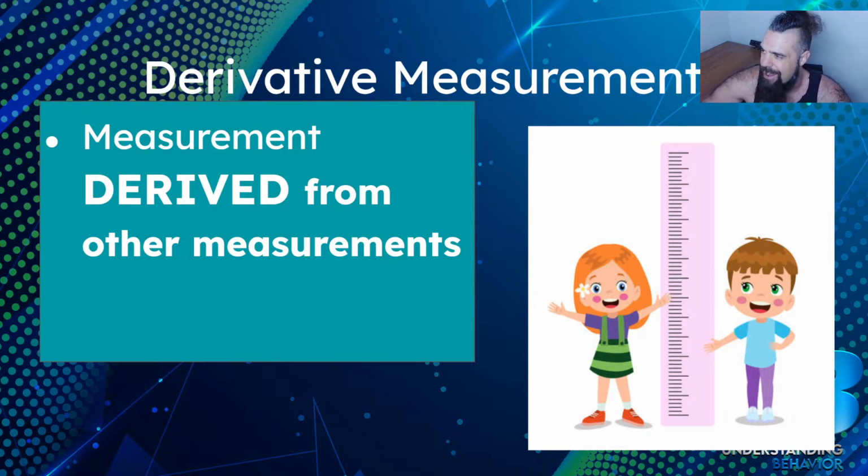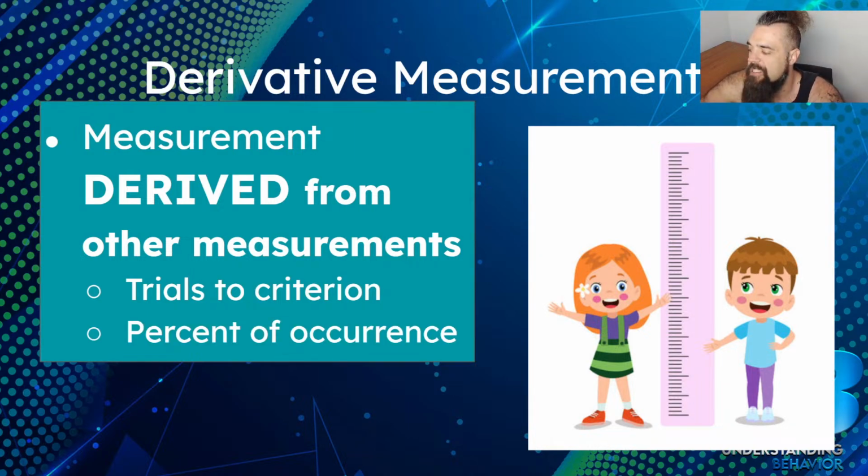Percentage. Good. Awesome. So here are the two: trials to criterion and then percent of occurrence, or percentage of occurrence.